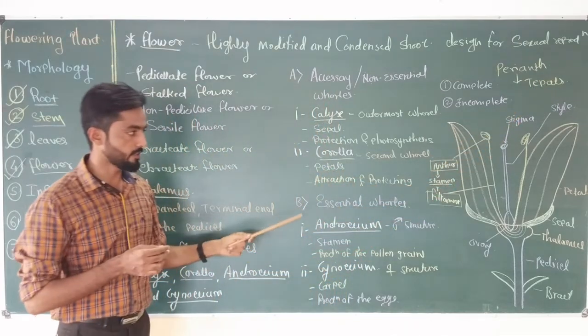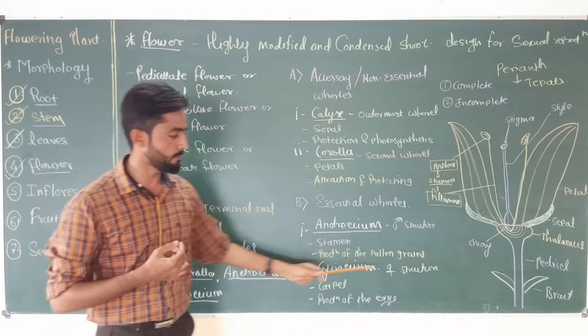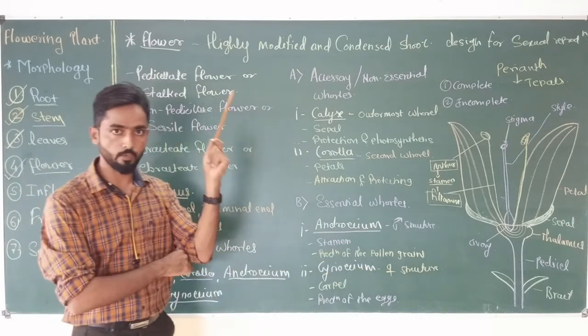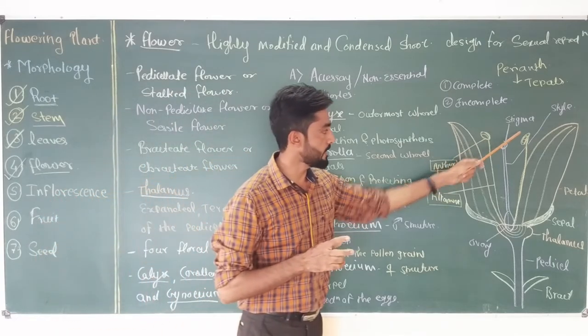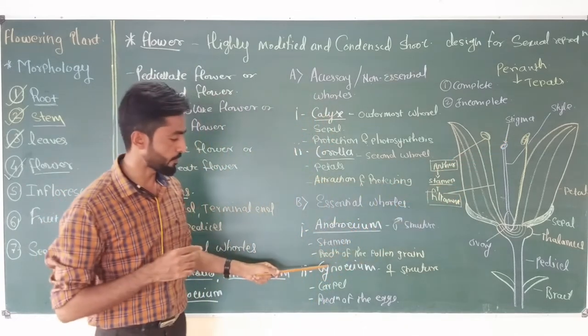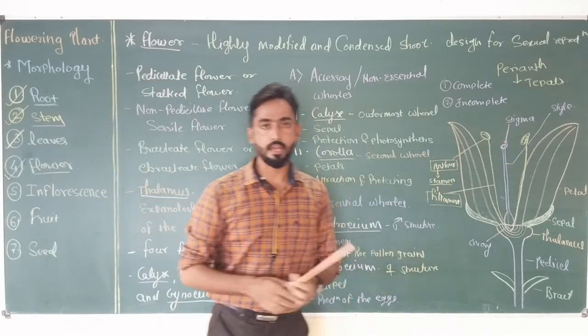Then the essential whorls include androecium, which is the male reproductive structure, and gynoecium, which is the female reproductive structure. The individual member of the androecium is called the stamen, which is made up of anther and filament, while the individual member of the gynoecium is called the carpel, which is made up of stigma, style, and ovary.